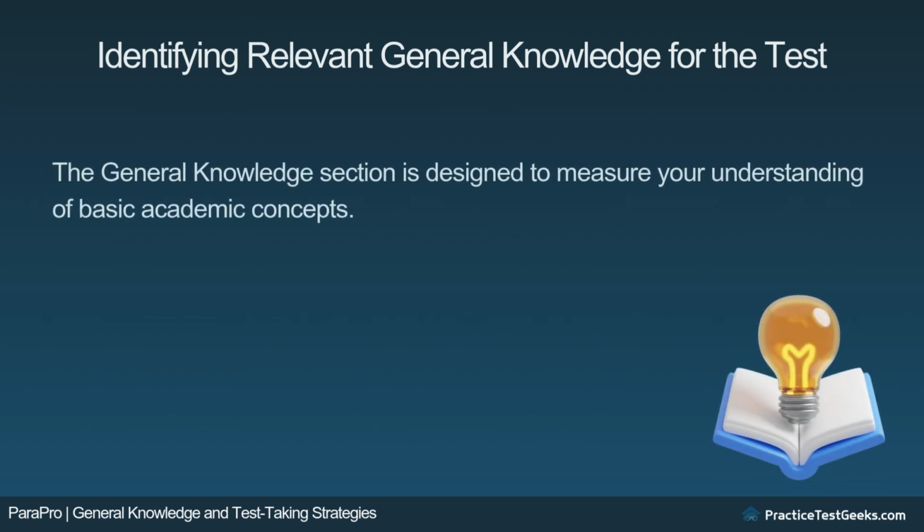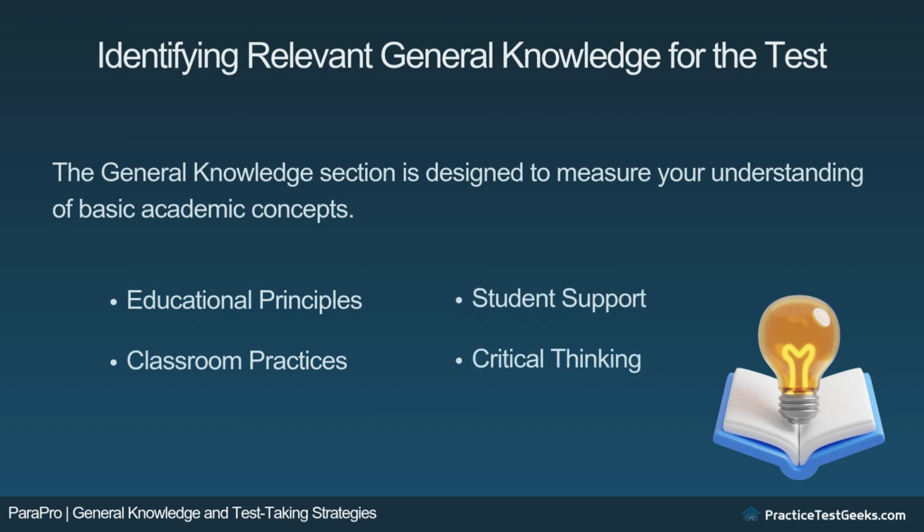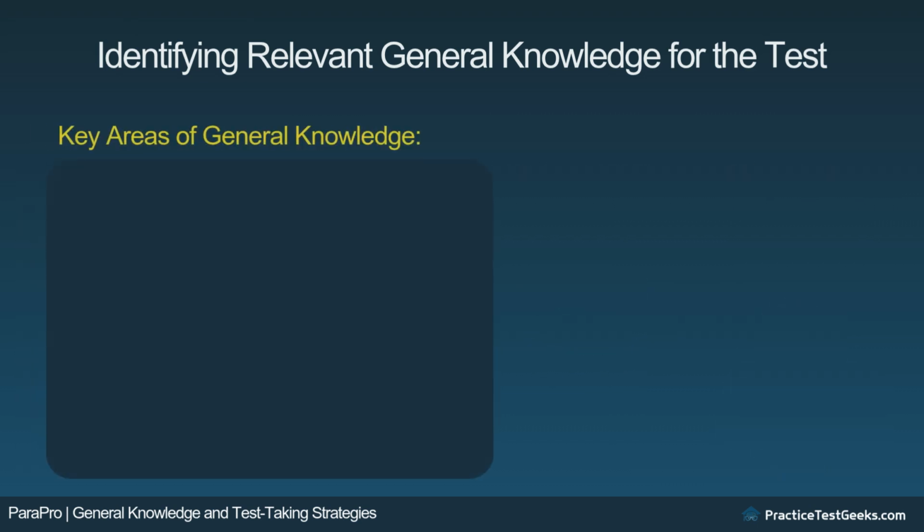Identifying relevant general knowledge for the test. The General Knowledge section of the ParaPro assessment test is designed to measure your understanding of basic academic concepts. The questions in this section assess your general knowledge in areas such as education principles, classroom practices, student support, and critical thinking. It is essential to review the following key areas to be well prepared. Key areas of general knowledge.